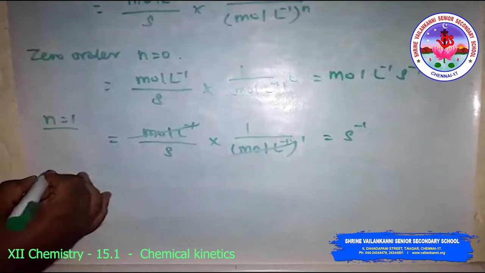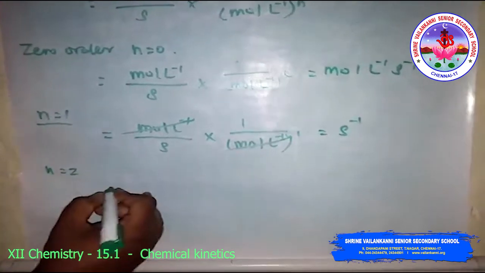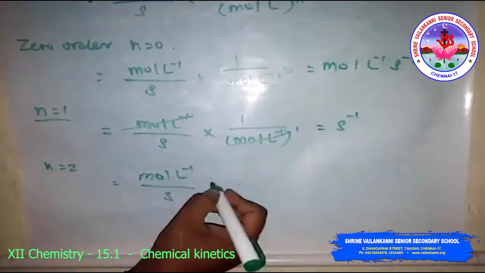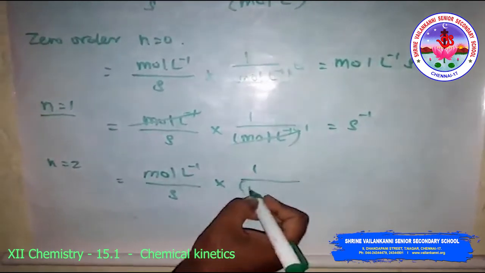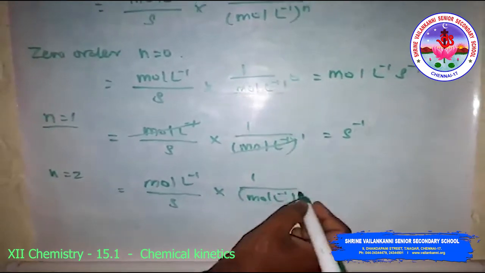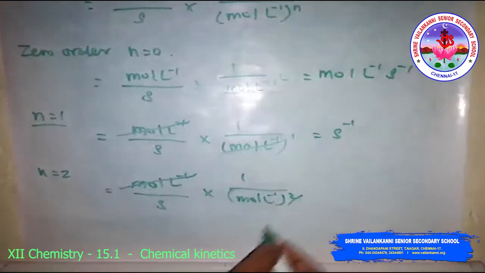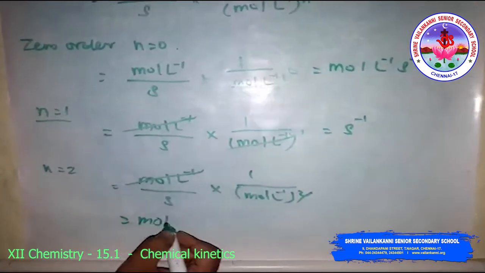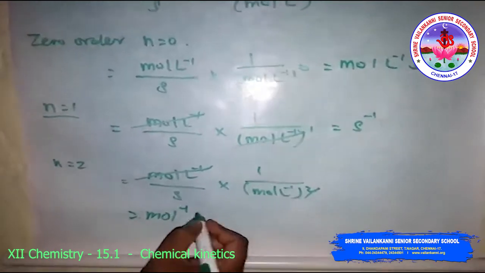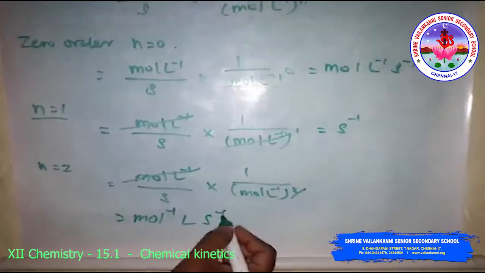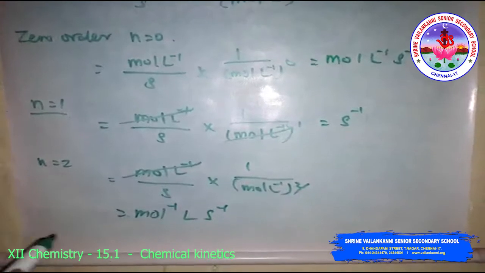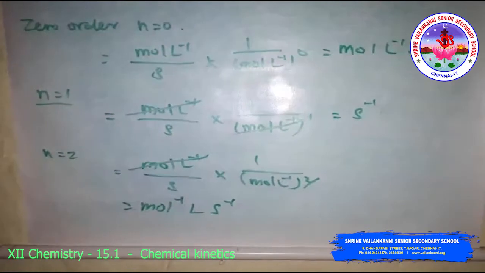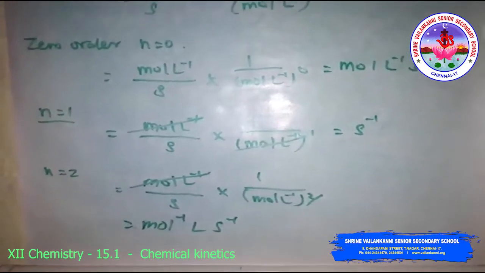Then the second order reaction, that is n is equal to 2: mole liter inverse divided by second into mole liter inverse power 2. So this and this is cancelled. The remaining is what? Mole. The unit is mole inverse liter second inverse. So this is for a second order reaction. This is the unit of the second order reaction, this is first order reaction and this is the zero order reaction.